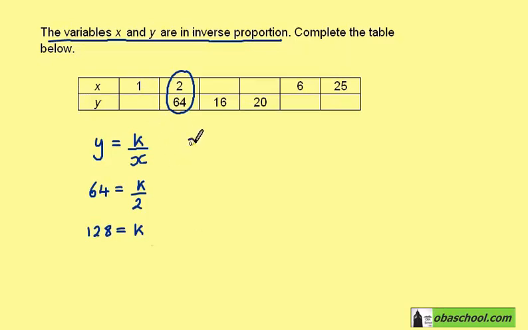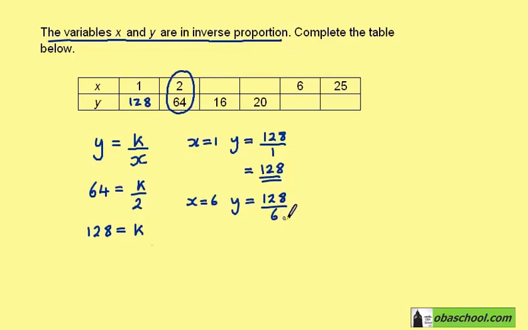So when x is equal to 1, y is equal to 128 divided by 1, which is 128. When x is equal to 6, y is equal to 128 divided by 6, which gives us 21.3 recurring.